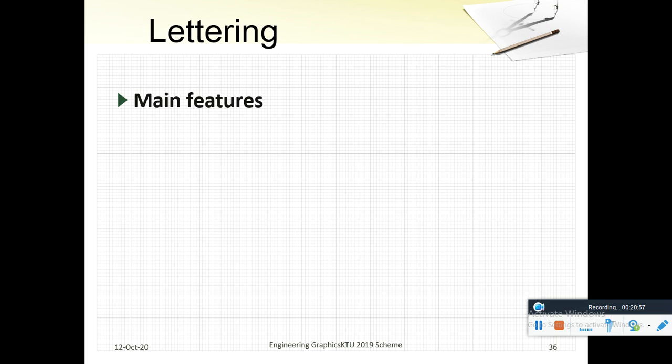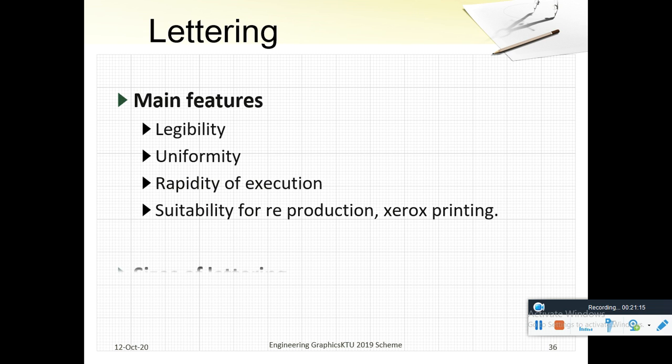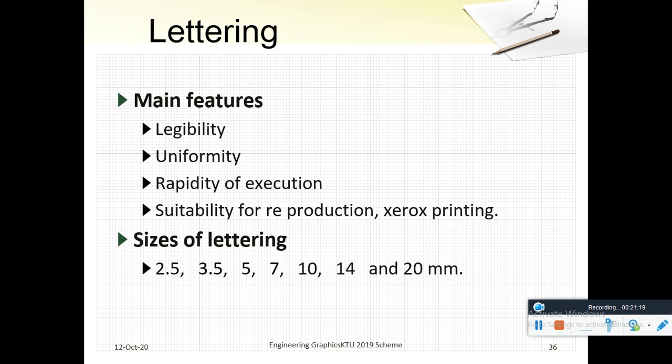Another important factor is lettering. Its main features are legibility, uniformity, rapidity of execution, suitability for reproduction or Xerox printing, etc. The sizes of letters are 2.5, 3.5, 5, 7, 10, 14 and 20 in a drawing sheet.